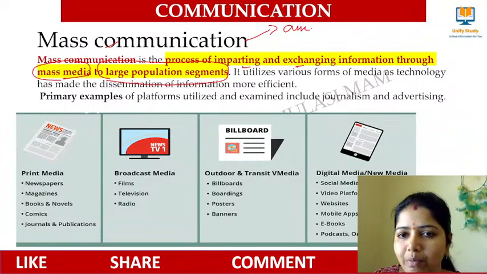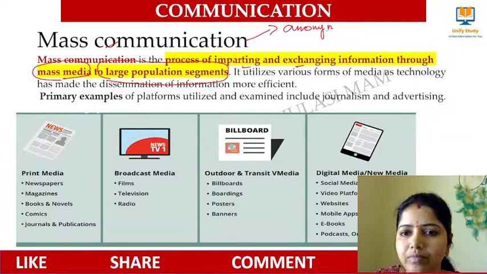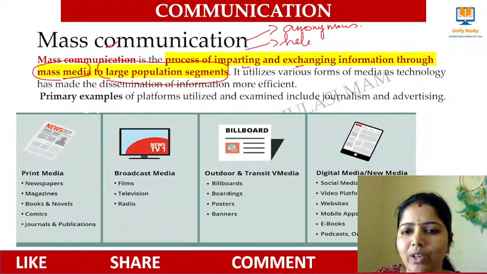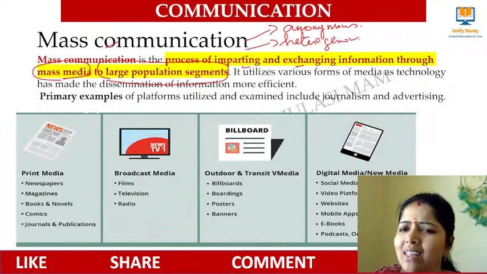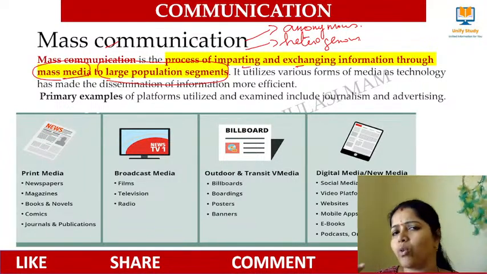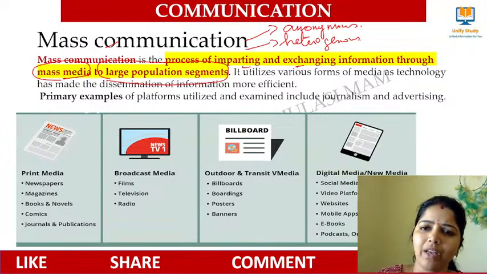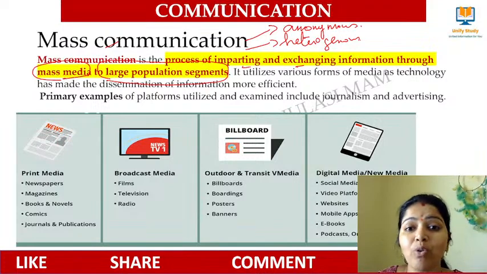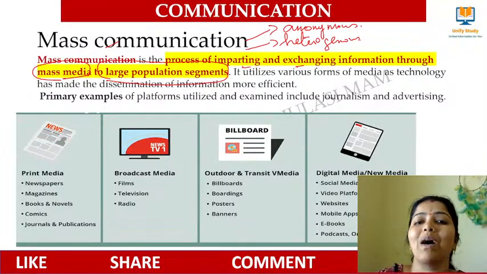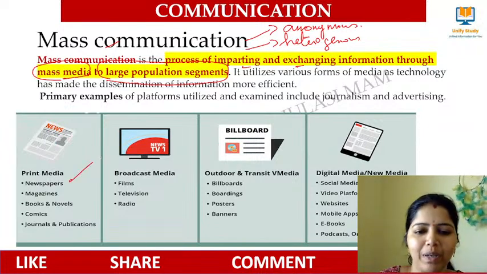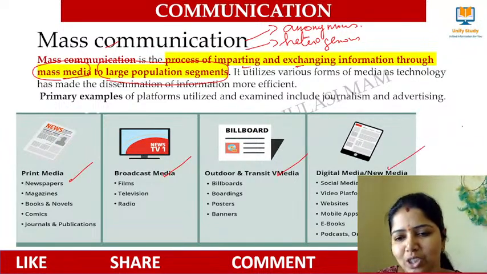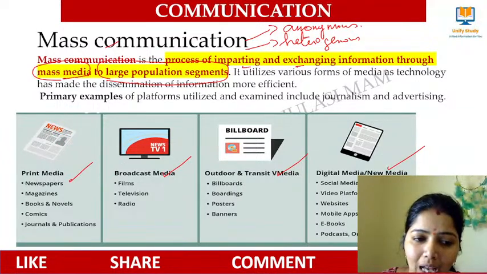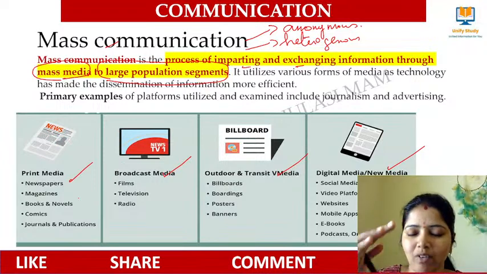Here the audience will be anonymous. Here they will be heterogeneous. What do you mean by heterogeneous? They will be different kinds of people. We don't know who we are talking to. Everybody is anonymous, a heterogeneous set of people. So we are talking to a large population of people through mass media. That can be through print media, broadcast media, transit media, digital media. Through these media we will be communicating. Learners, please keep a point in your mind.